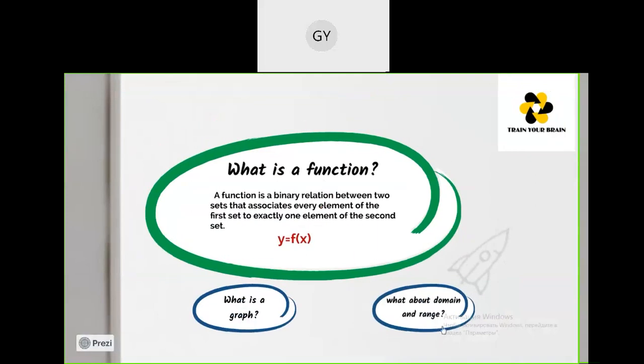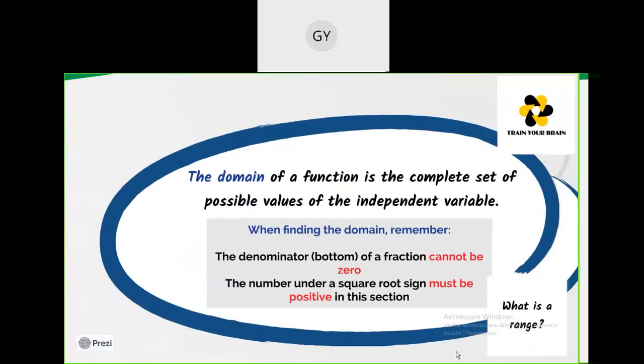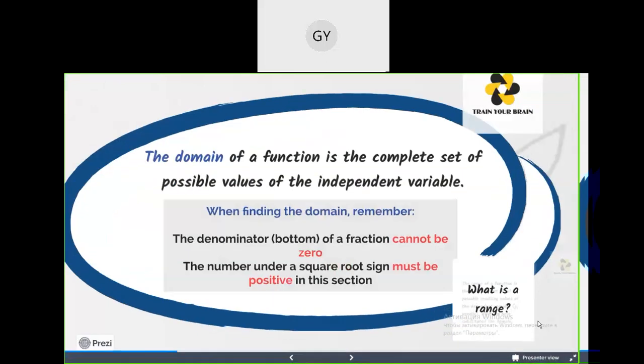Then, what about domain and range? The domain of a function is a complete set of possible values of the independent variable, which is x. And when we are looking for a domain, we must remember these rules. The first one is the denominator of a fraction cannot be 0. The second one is the number under a square root sign must be positive in this section. These are really important in any situation of a function. Don't forget that, okay?